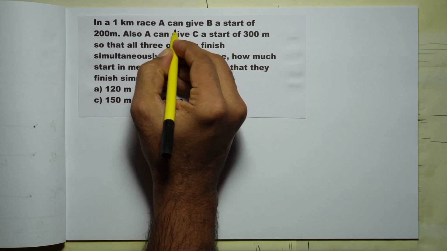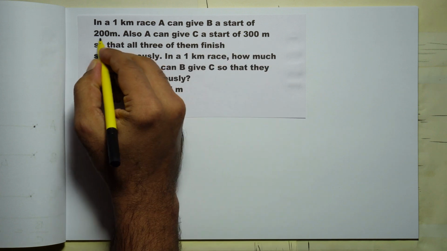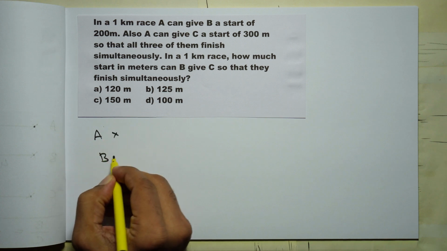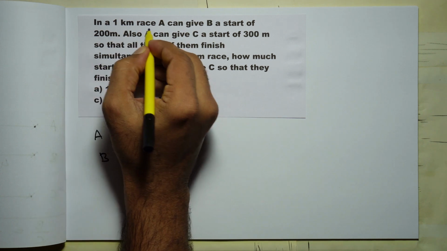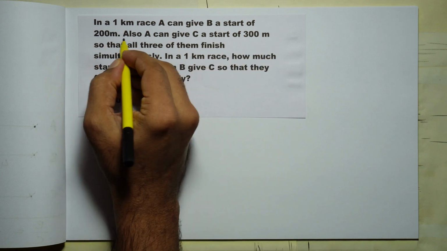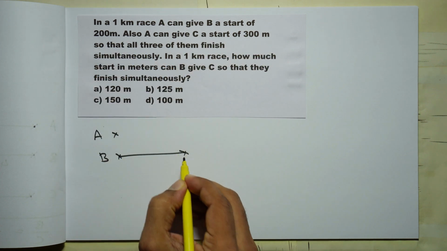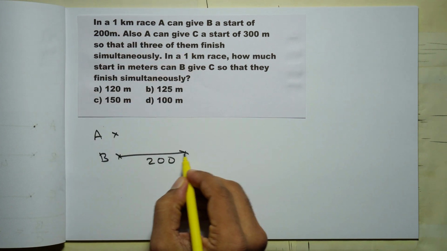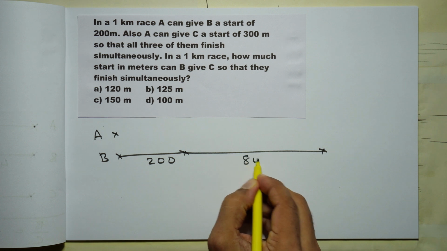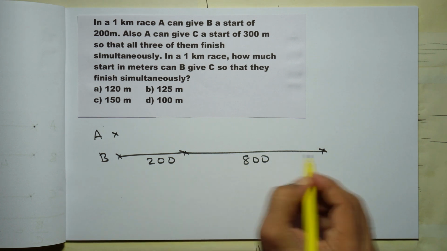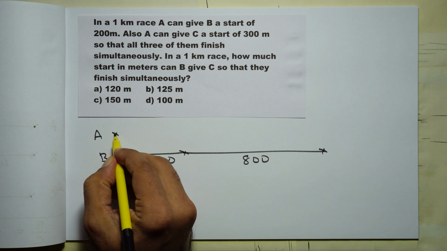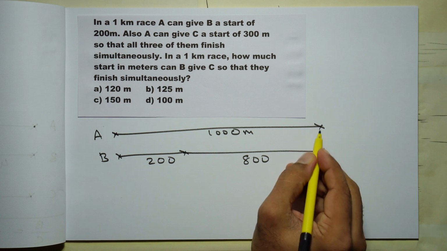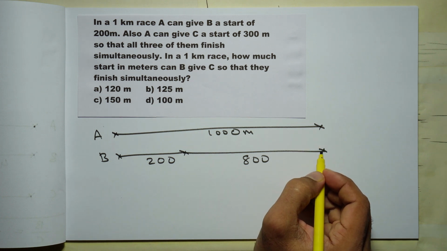In a 1 kilometer race, A can give B a start of 200 meters. So we'll just represent that data. So you have A and B here. This is starting point. Now they are running a 1 kilometer race. A can give B a start of 200 meters. So A can allow B to run initially for 200 meters. Now it's a 1 kilometer race, so remaining distance is 800 meters. And when B does the remaining 800 meters, in this much time, A will do the full 1 kilometer or 1000 meters and they will finish at the same time or simultaneously.